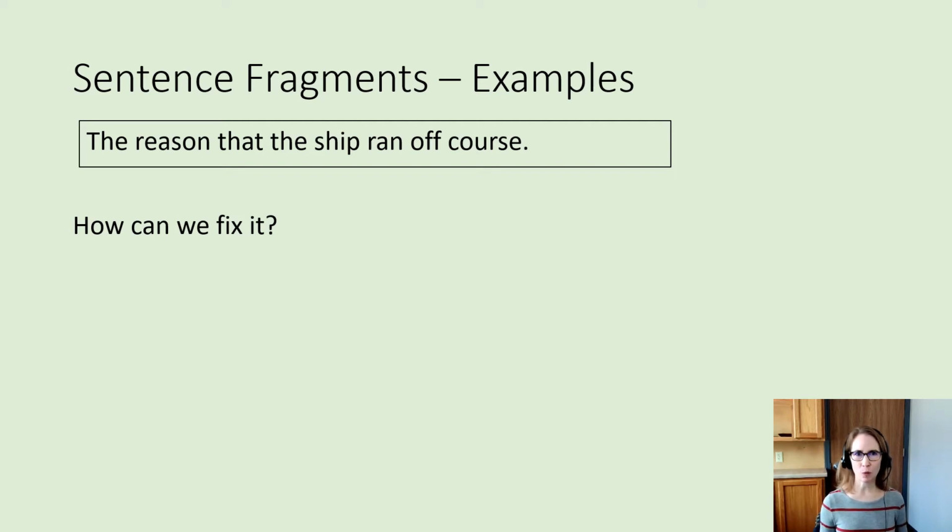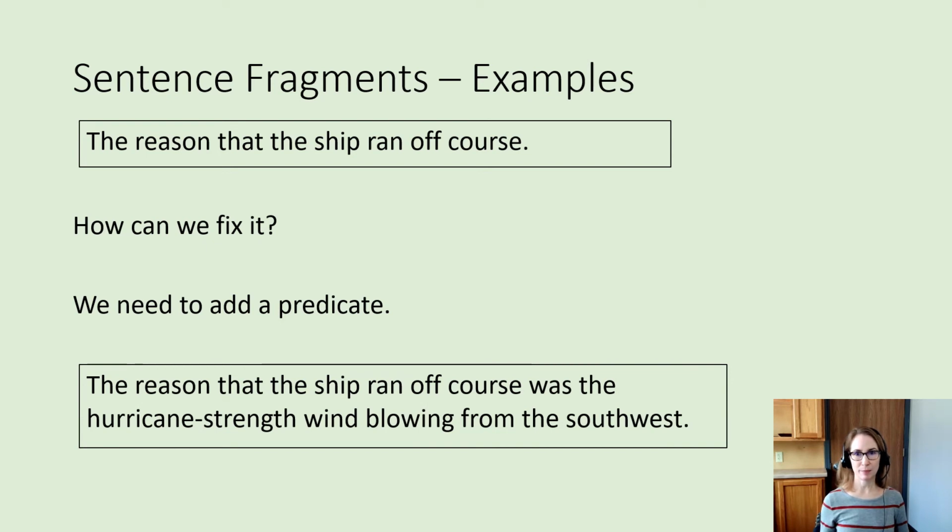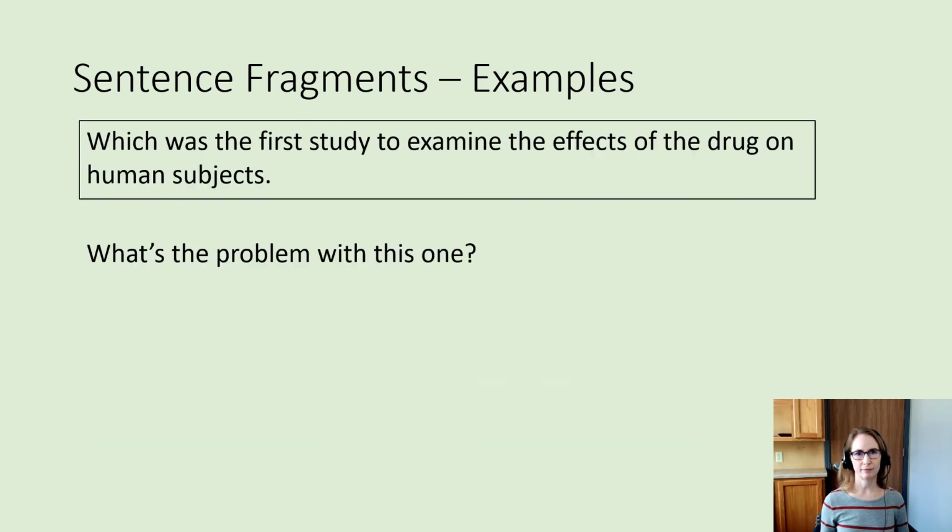So if you're with me on why the reason that the ship ran off course is a fragment, how can we fix it? It's a little more complicated than the other examples. So we need to add a predicate because that's essentially the problem. Remember, we have the subject, reason, and then we have this clause that describes reason, but that's not the predicate. So let's add. Here's an example with the predicate added on. The reason that the ship ran off course was the hurricane strength wind blowing from the southwest. We have this simple predicate in was, and the complete predicate in the hurricane strength wind blowing from the southwest. And notice also it just communicates a much richer, more detailed description of what's happening.